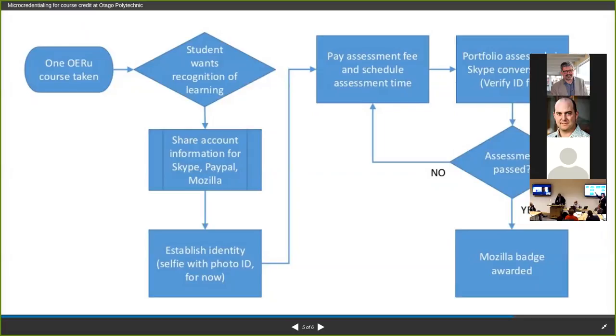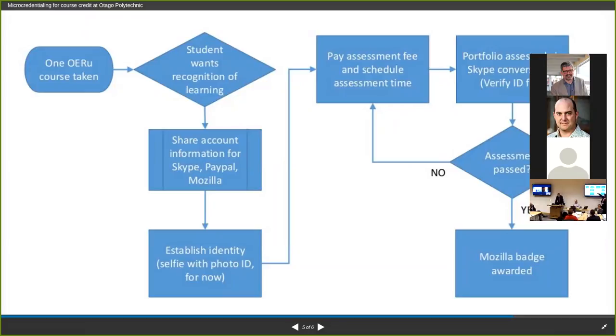They pay through PayPal and they have to sign up for a Mozilla badge. So they have to establish a Google account. Then they establish their identity in a very low-tech way, a selfie with their photo ID for now. The thing that's important about the way we've done this is we've separated out the functional blocks to be developed later if we decide to go into this in a big way.